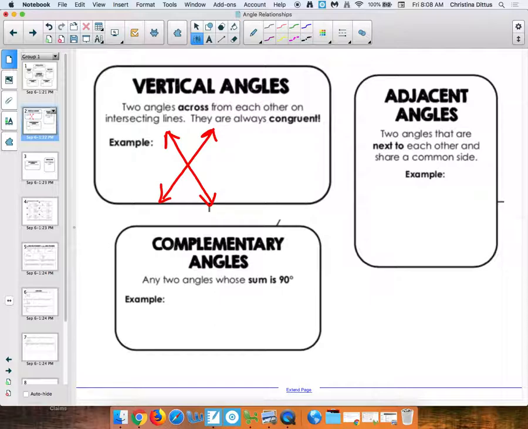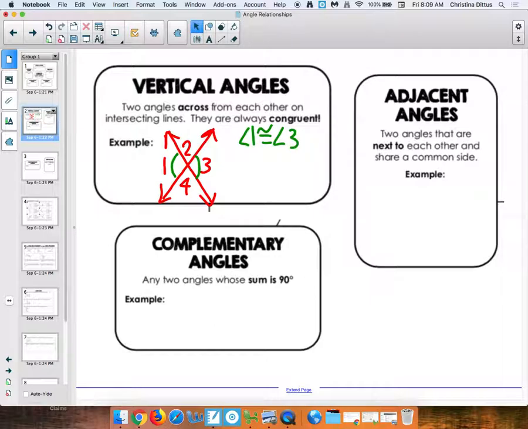Okay, if I label this 1, 2, 3, 4, what angle is across from angle 1? 3. So the cool thing about vertical angles is that 1 and 3 have to be congruent. So let's write angle 1 has to be congruent to angle 3, because they are across from each other, they are vertical angles. Okay. Is there another pair that's across from each other? 2 and 4. 2 and 4.